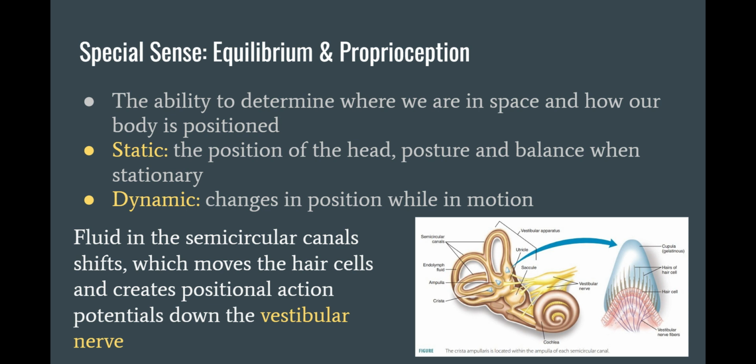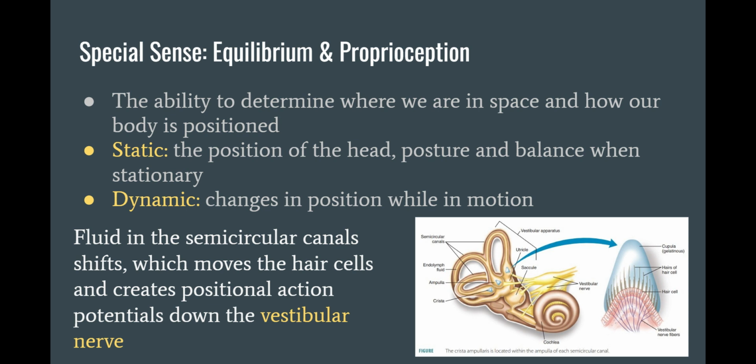The way that it does this is very similar to the way that the hair cells in the cochlea determine sound. Again, within the semicircular canals, there's fluid, and growing out from the walls of the semicircular canals are hair cells. You see a little picture of this on the lower right. Those hair cells shift position when the fluid within the semicircular canals shifts position. That positional change causes action potentials. Those action potentials then travel down a nerve called the vestibular nerve, and that information goes to the cerebellum to provide posture and movement info.